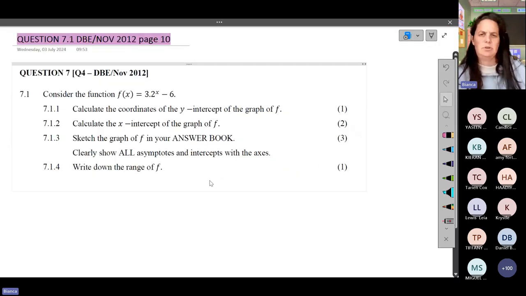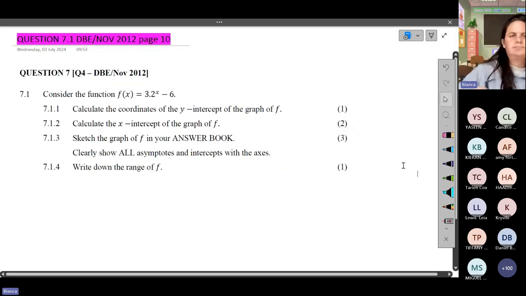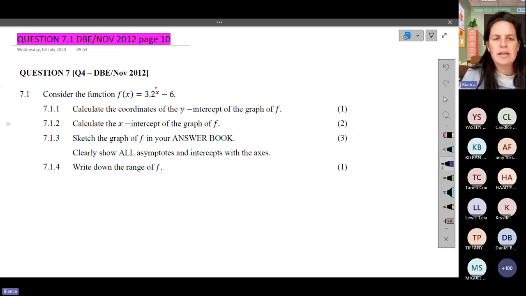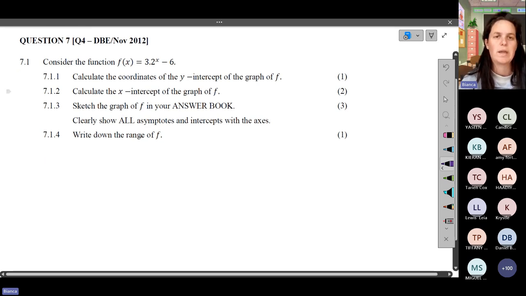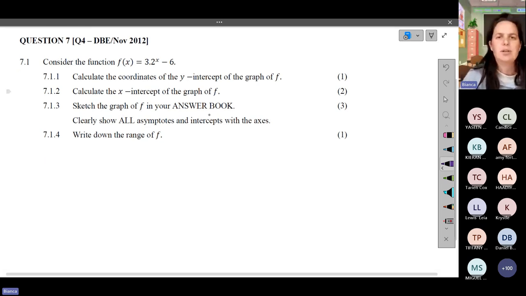Right, let's mark this quickly. So consider the function. You see that little x at the top there. As soon as you see that little x, that means it is an exponential function. Remember, if it's got a 2, it's got a square, then it's a parabola. So first question, calculate the y-intercept of the function.